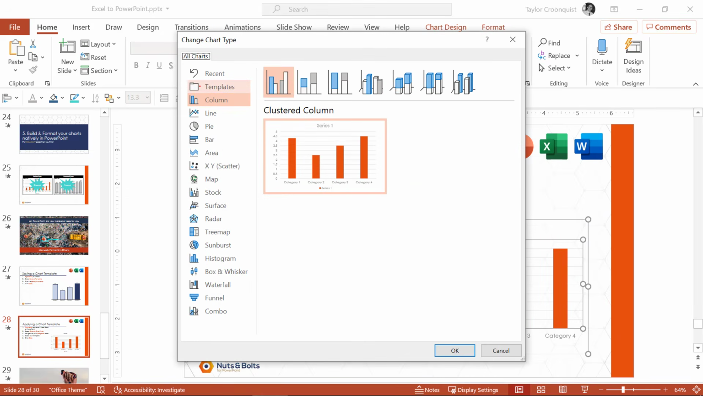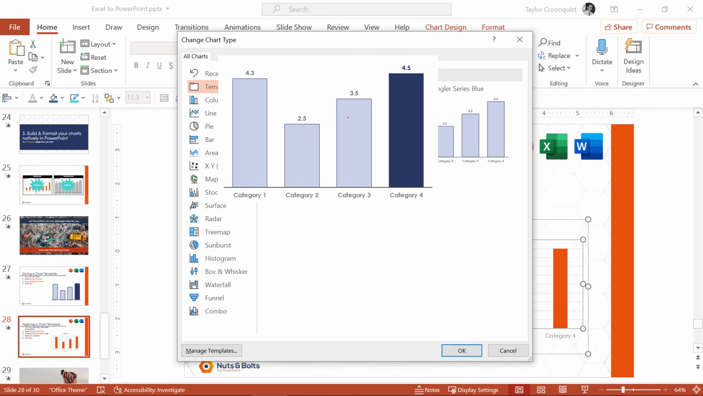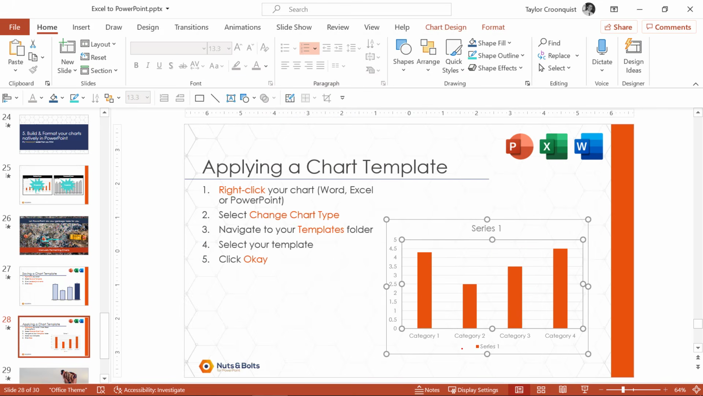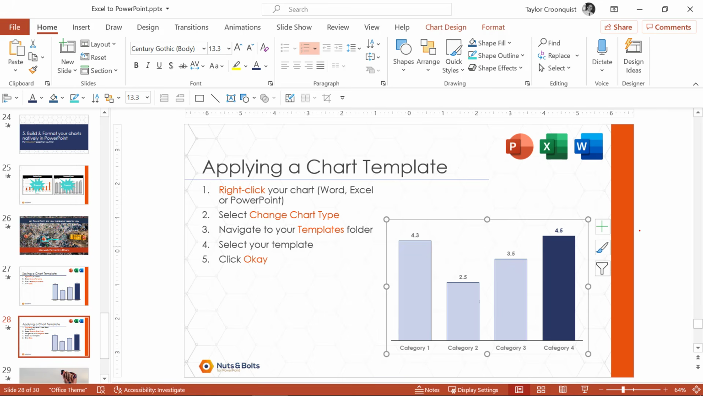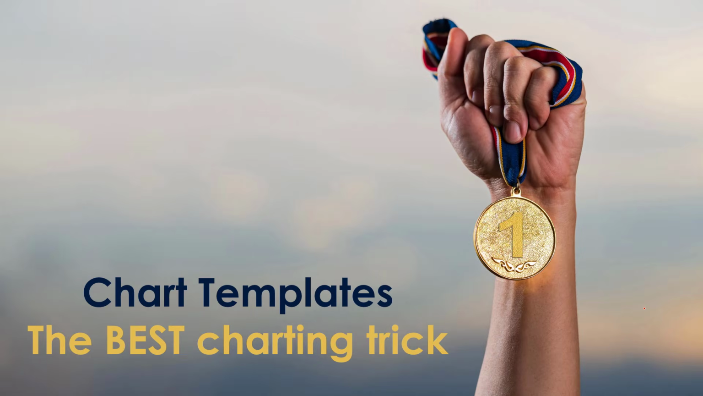Notice you have this Templates bucket up here. Click the Templates bucket. I did the dark blue total. I select it. I click OK. And PowerPoint automatically applies all of that chart formatting here to my chart, including my axis widths, my shape fills, my border outlines, my data labels, my data label formatting. It even brings over this dark blue total row for my chart. So chart templates are probably the best charting trick that most people don't know about in PowerPoint.